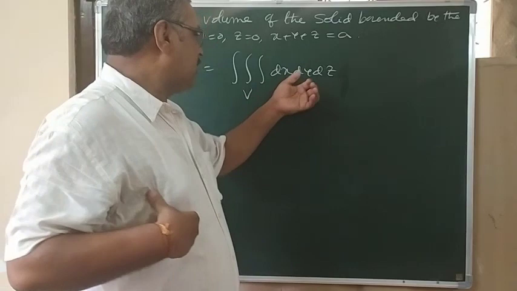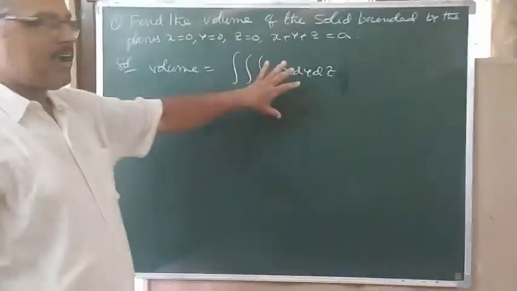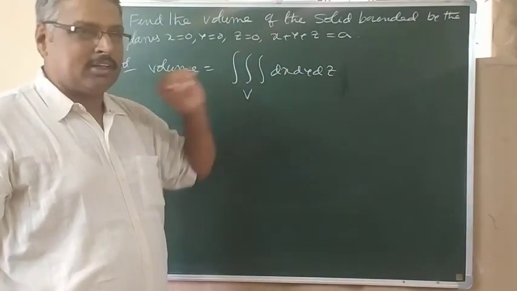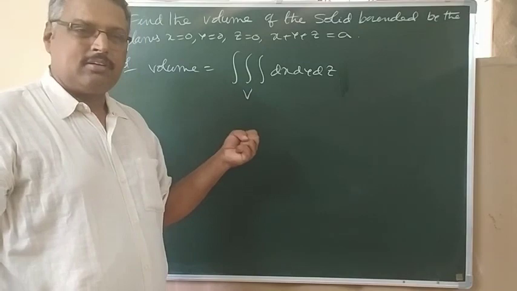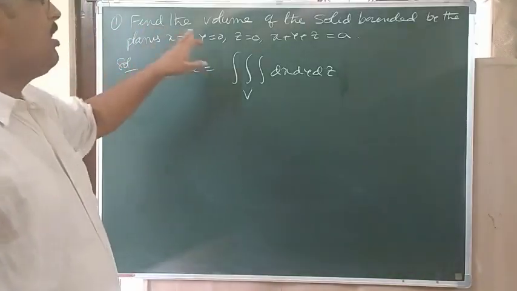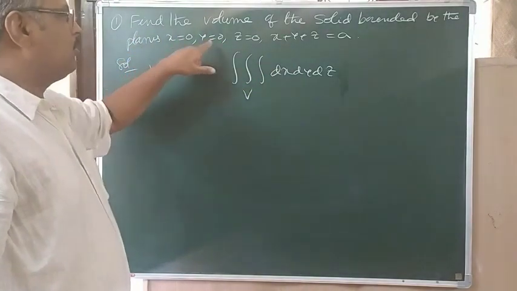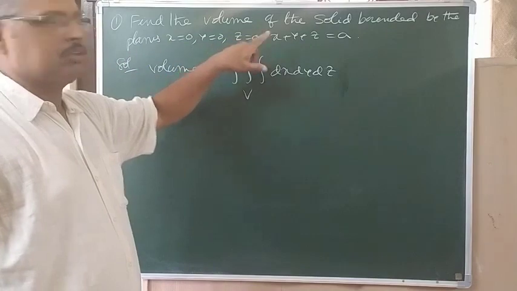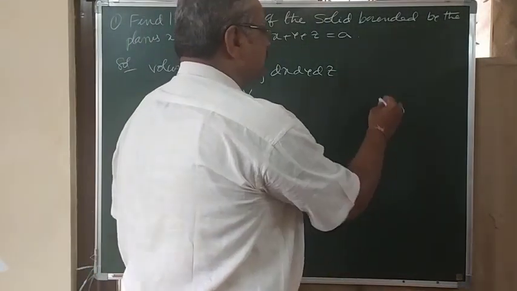Already we discussed the concept in the earlier class. Now, for finding the volume, first find out the region, then find out the limits, then find out the integral value. So, first problem: find the volume of the solid bounded by the planes x equals 0, y equals 0, z equals 0, x plus y plus z equals a.